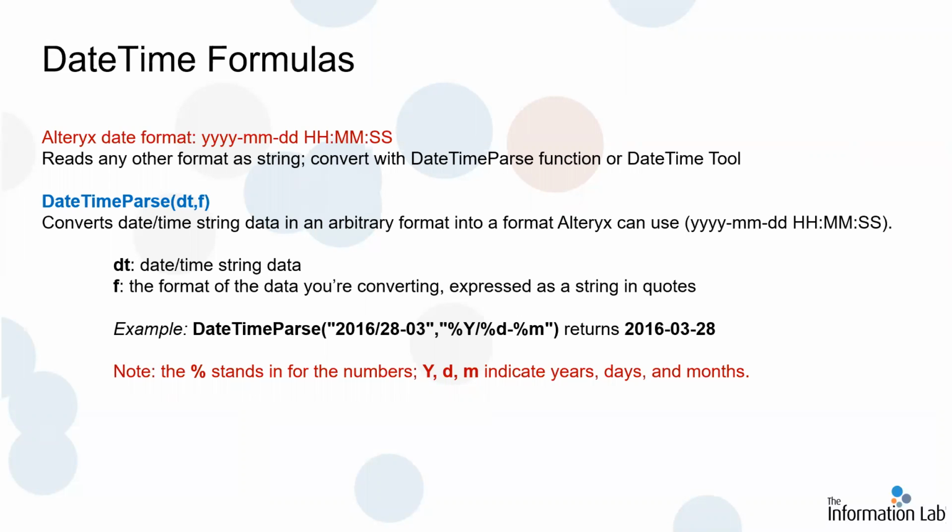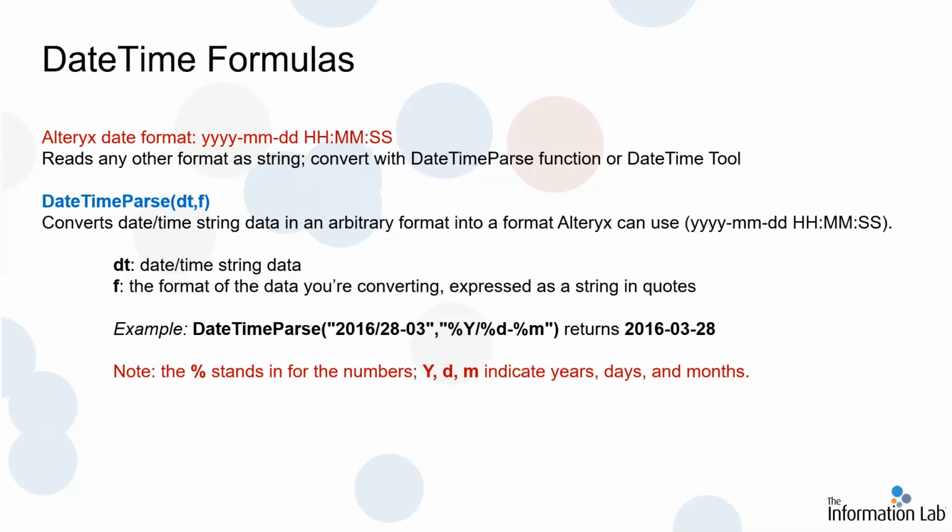So I want to start by saying that Alteryx has a default date format that it needs dates to be in in order to use them properly. That is year, year, year, year, month, month, day, day, hour, hour, minute, minute, second, second. If a date is in any other format, when you bring it in, Alteryx is going to read it as a string. So in order to do any of the DateTime formulas, or to get it in the correct format, you need to convert it with either a DateTime parse function or a DateTime tool.